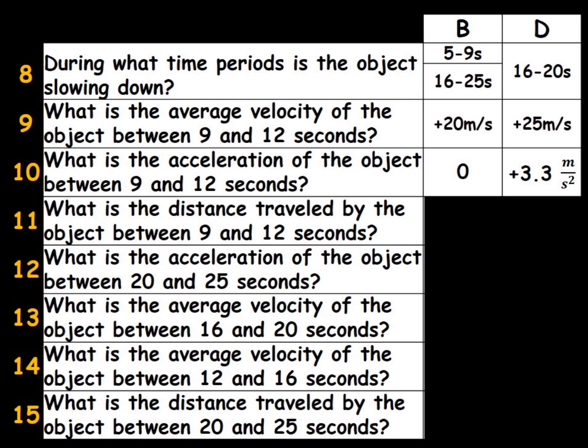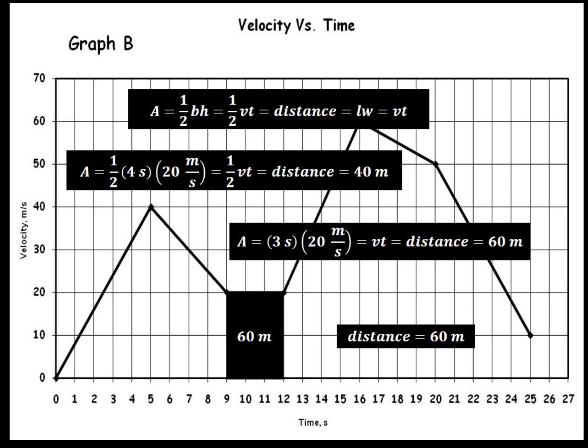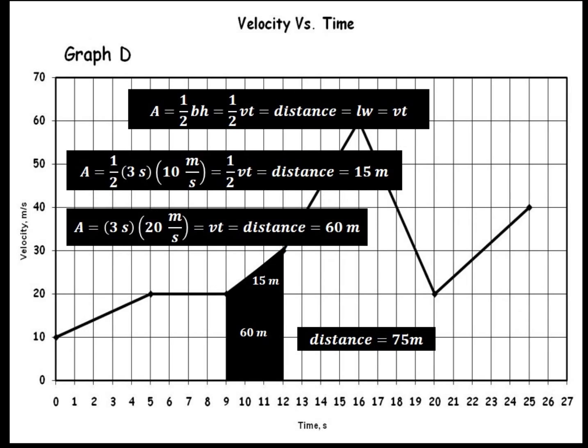What is the distance traveled by the object between 9 and 12 seconds? The first one is going to be pretty straightforward. It's just a rectangle, and that's 60 meters, because that would be 3 times 20, velocity times time, 60 meters. The next one would be a little bit more complicated because you have a triangle there. So that's 15 plus 60 is 75 meters, would be the total distance traveled. Again, remember, it's going to be velocity times time.